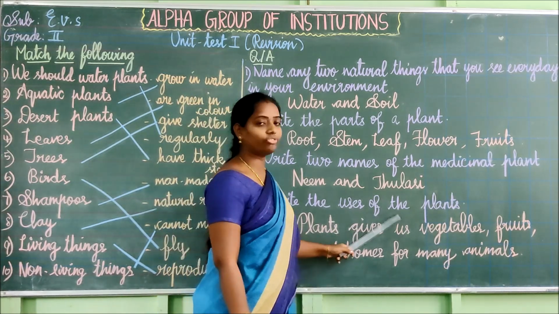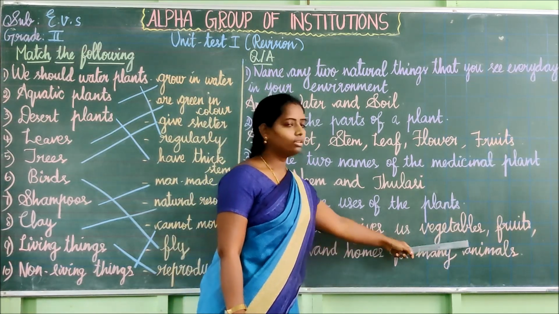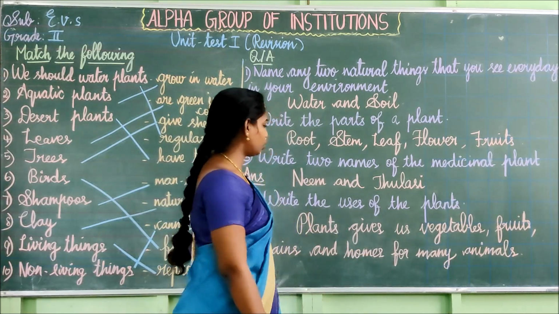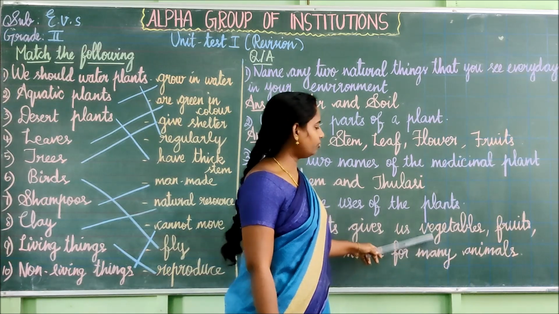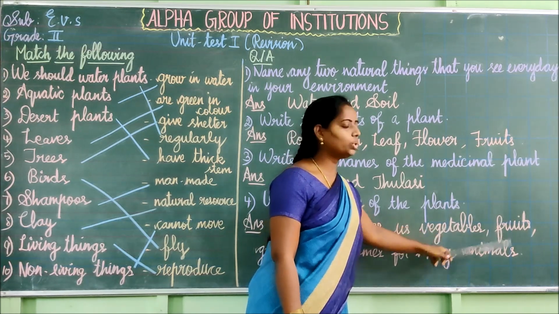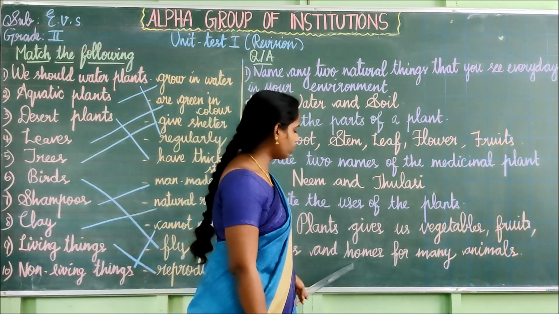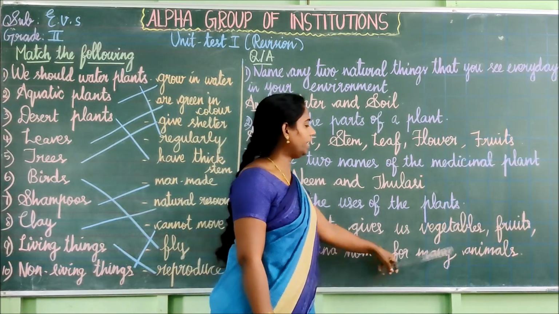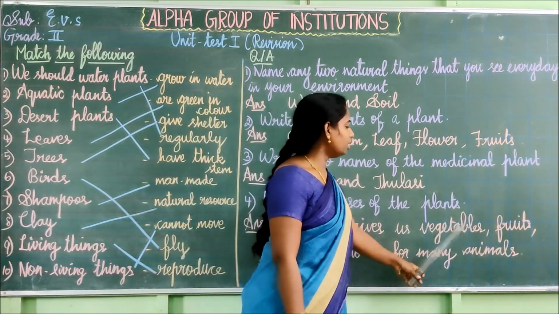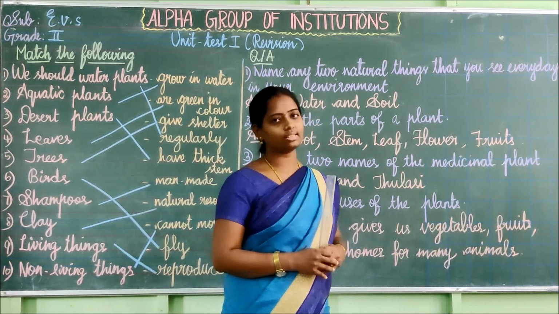Write the uses of the plants. Answer: Plants give us vegetables, fruits, grains, and homes for many animals. Okay. You should know the spelling for vegetables, okay? V-E-G-E-T-A-B-L-E-S, vegetables. Fruits, F-R-U-I-T-S, fruits. Grains, G-R-A-I-N-S, grains. And homes, H-O-M-E-S, homes. For many animals, A-N-I-M-A-L-S, animals, okay, children? Plants give us vegetables, fruits, grains, and homes for many animals, okay, children? We have the rest of the questions on this now, okay, children?